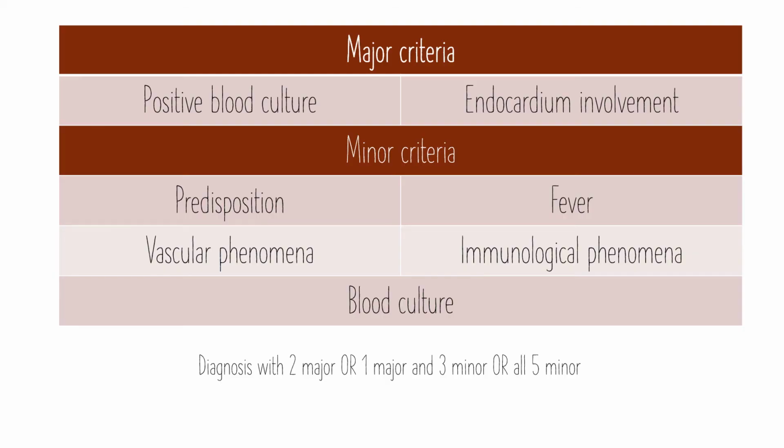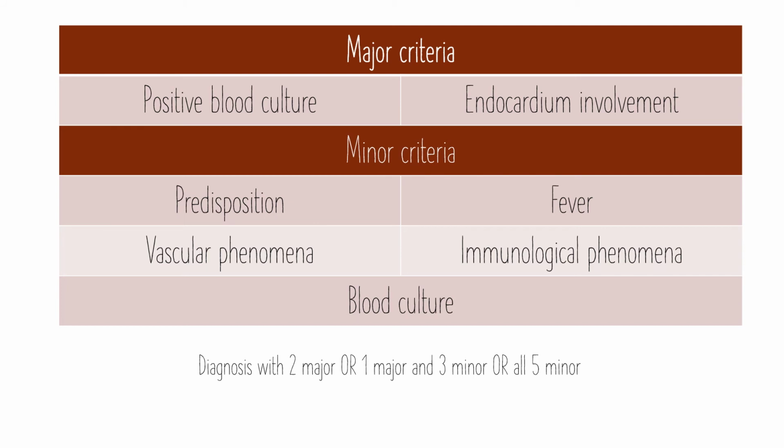There's a diagnostic criteria called the modified Duke criteria, which is required for a diagnosis of infective endocarditis. You can have 2 major, or 1 major and 3 minor, or all 5 minor criteria. For the major criteria, there has to be a positive blood culture that is in 2 separate cultures or several persistently positive cultures. Alternatively, this criteria is met with just 1 positive blood culture of Coxiella burnetii.